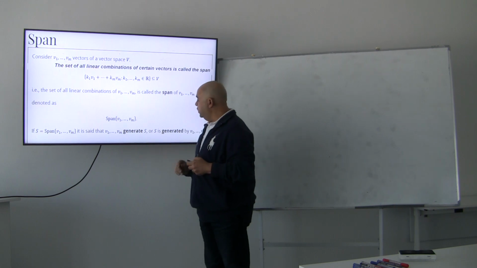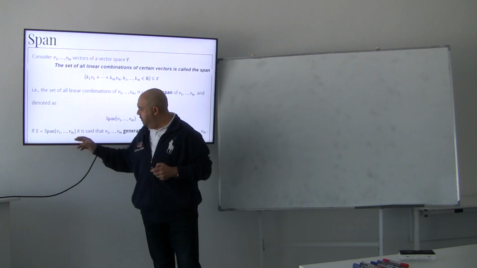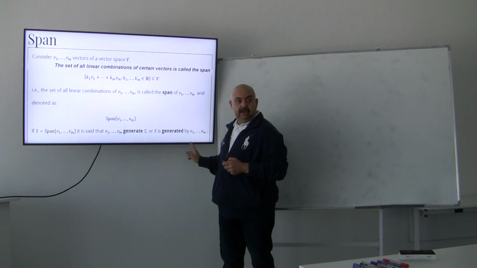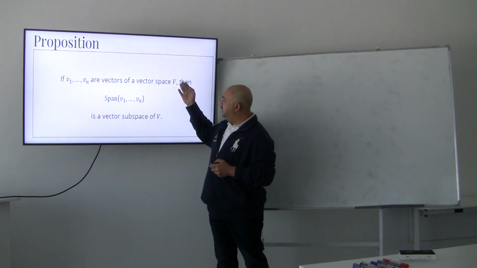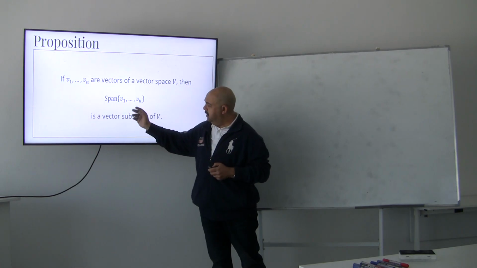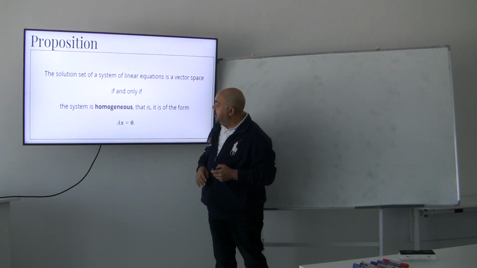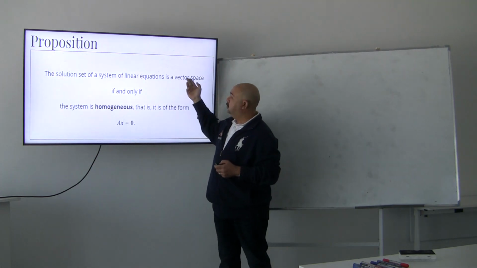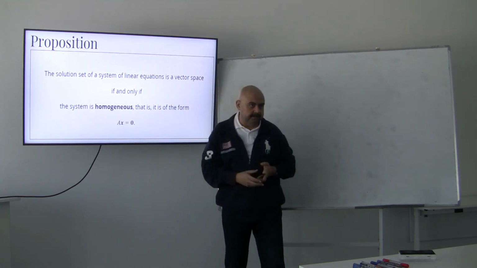Okay? Or a set of vectors U1 or U2. So once more, if S is the span of V1 up to Vn, it is said that V1 up to Vn generates S, or S is generated by this set of vectors. Okay? Perfect. So if V1 up to Vn are vectors of vector space V, then the span of V1 up to Vn is also a vector subspace of V. Okay, the solution set of a system of linear equations is a vector space if and only if the system is homogeneous. Stop. Why?